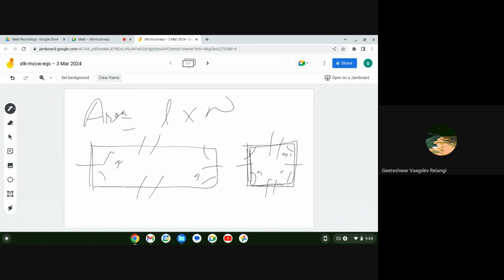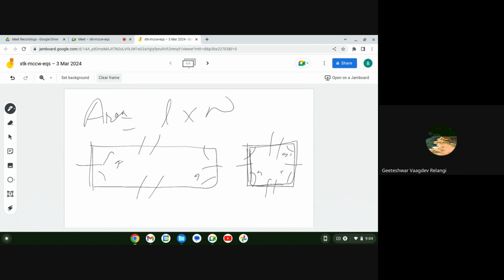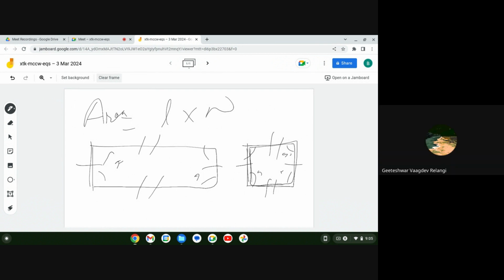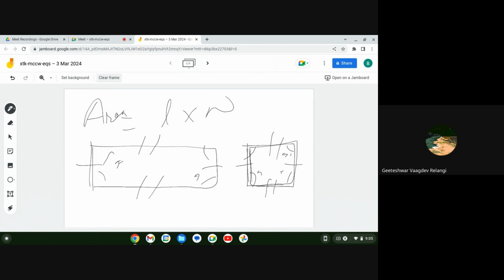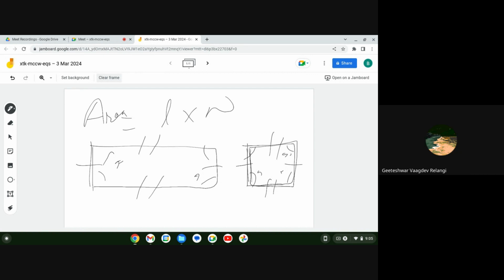It's like a rhombus and a rectangle mixed together. No, rhombus is different. Rhombus has all the sides equal, but it doesn't have all the angles 90 degrees. But if a rectangle has it, then rectangle plus rhombus equals square, because all the sides are equal and they're all parallel and they all have 90 degrees. Right. But I will not compare a rhombus with a rectangle, because the angles in a rhombus are not 90 degrees.